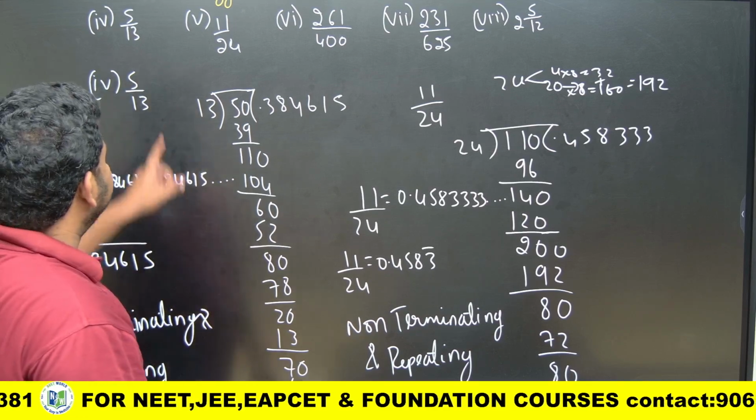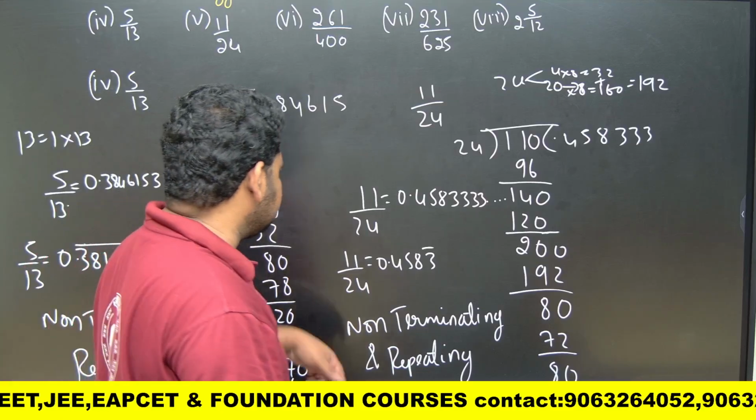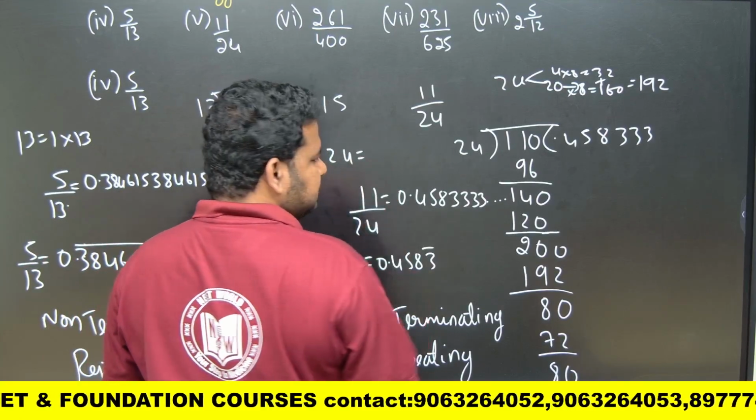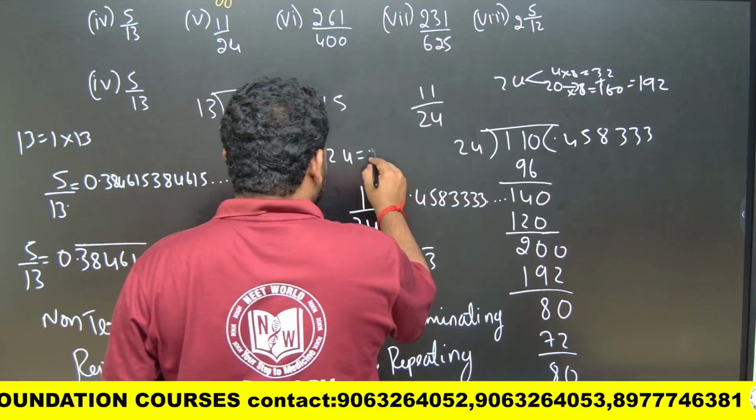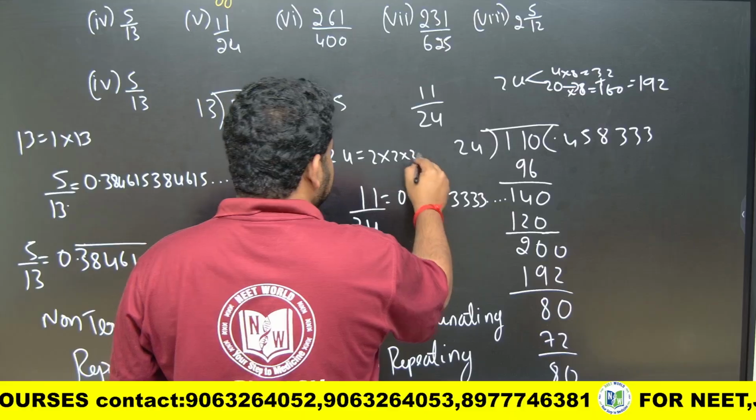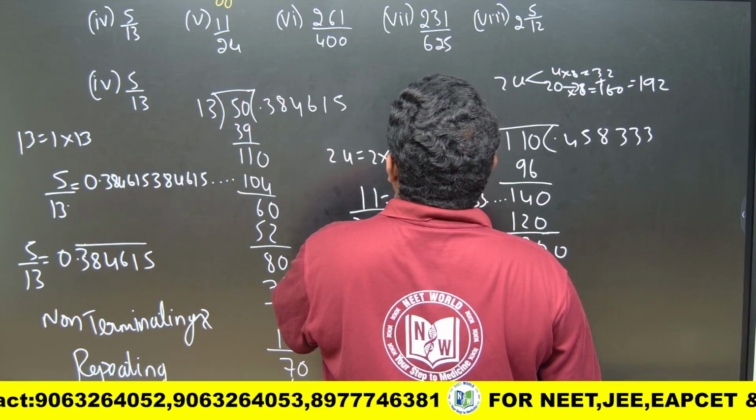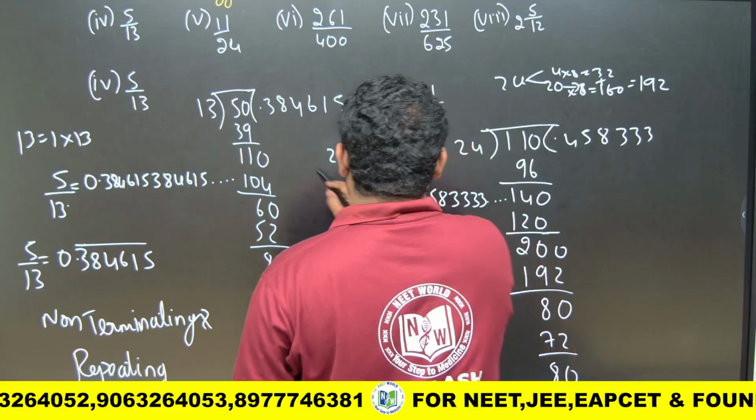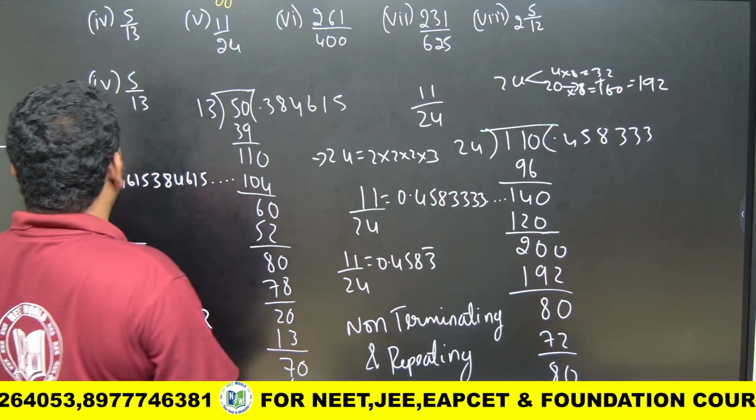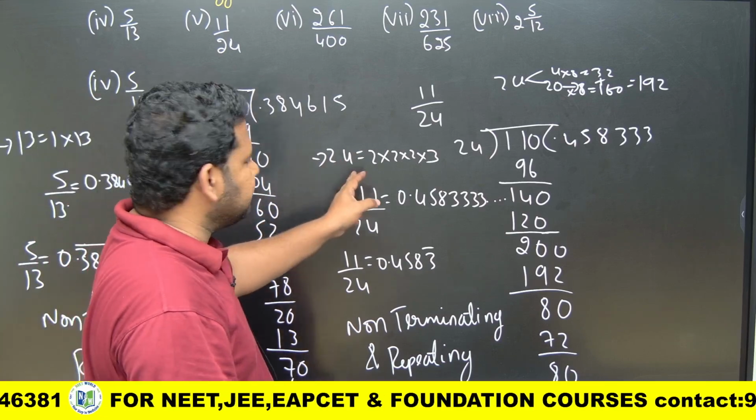What about the fifth question? It is 11 by 24. It is also non-terminating. The factors of 24, if I write them, are nothing but 2 into 2 into 2 into 3, that is 2 cubed into 3. This is the fifth question. In the fourth question we are getting non-terminating and non-repeating, and in the fifth question also we are getting non-terminating and non-repeating.